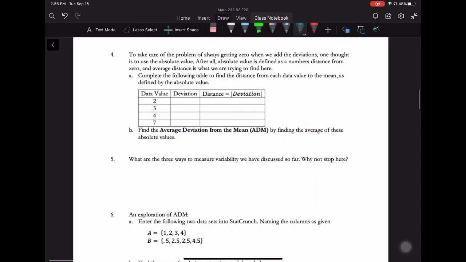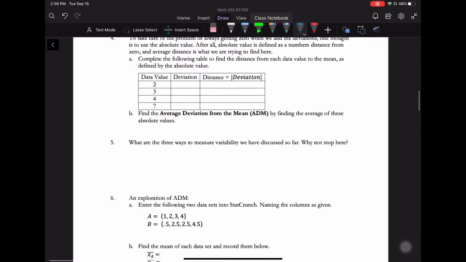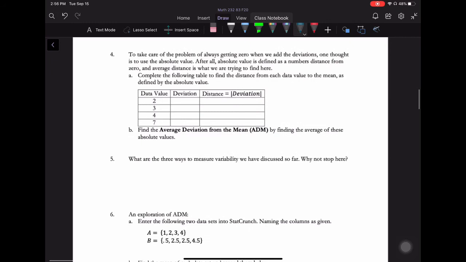To take care of this problem of always getting 0 when we're adding the deviations, we could handle that negative by taking the absolute value. Remember that the absolute value of something is the distance of a number from 0. We covered that earlier in this semester. So distance is equal to the absolute value of the deviation.